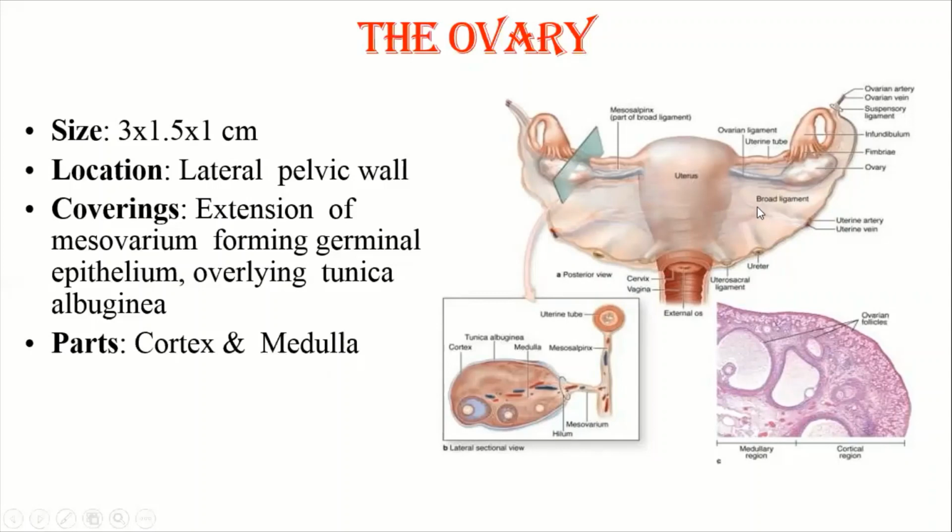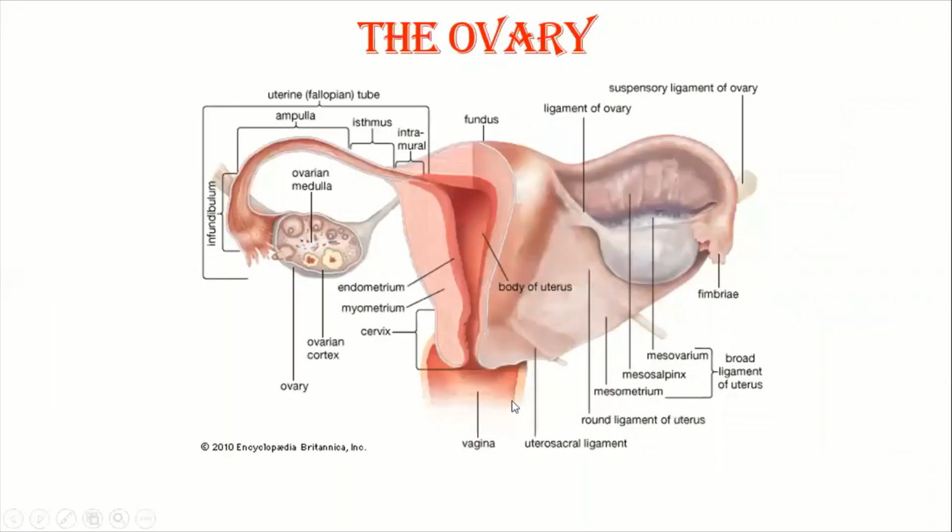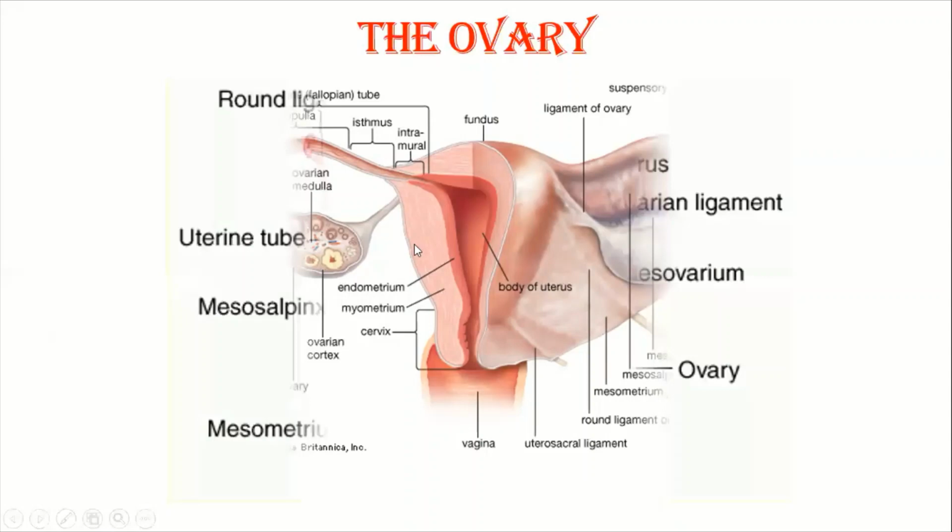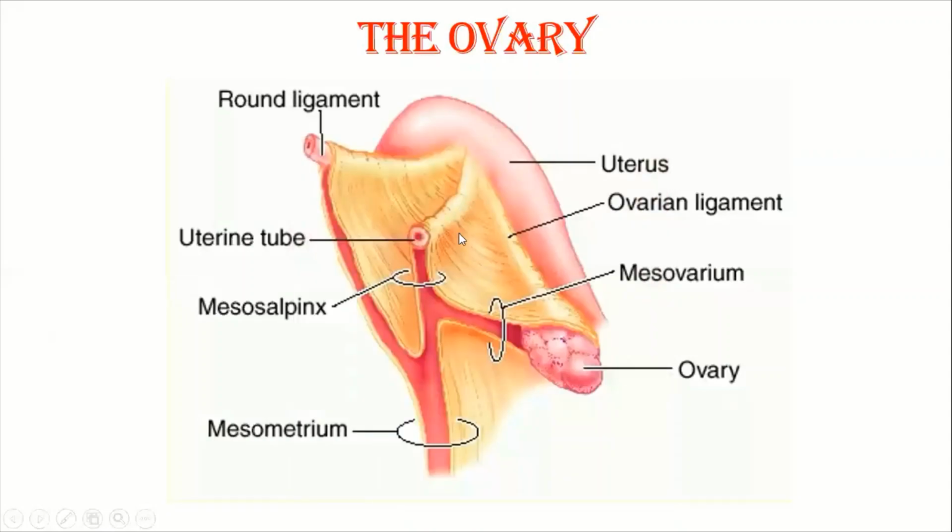The extension of the mesovarium forms the germinal epithelium, which also covers this, overlying the tunica albuginea. And if you take the section, it has a medulla and cortex, as I already mentioned. Okay, if you see, this is a fallopian tube. This is the ovary. The ovary is attached to the posterior wall by this mesovarium. Here we have the broad ligament, with its different parts. This is the mesosalpinx. This is your mesovarium, where it is forming a double fold covering the ovary. So it will be forming the outer epithelium of the ovary.